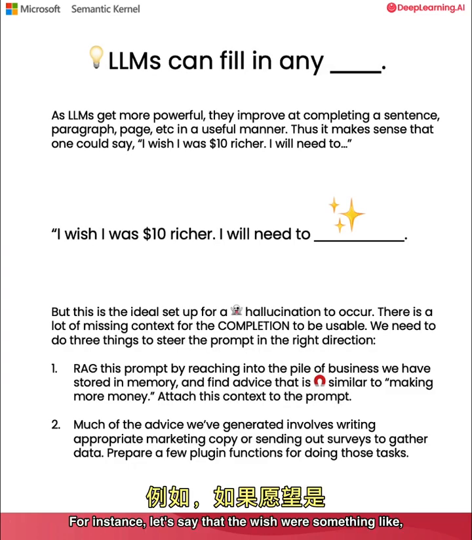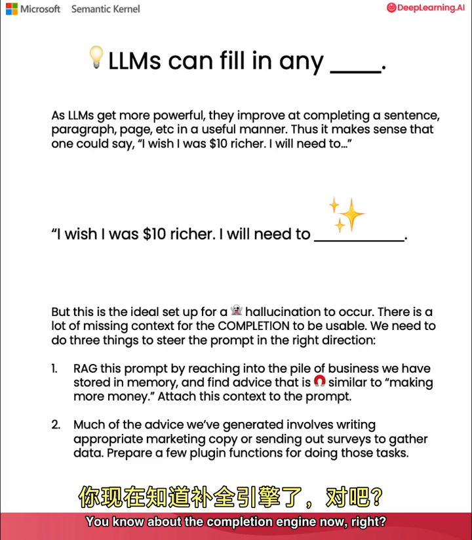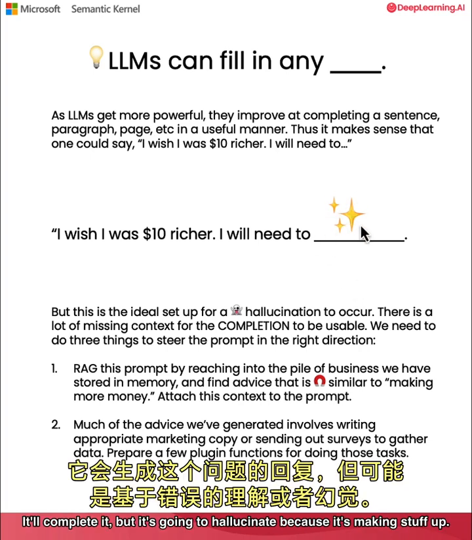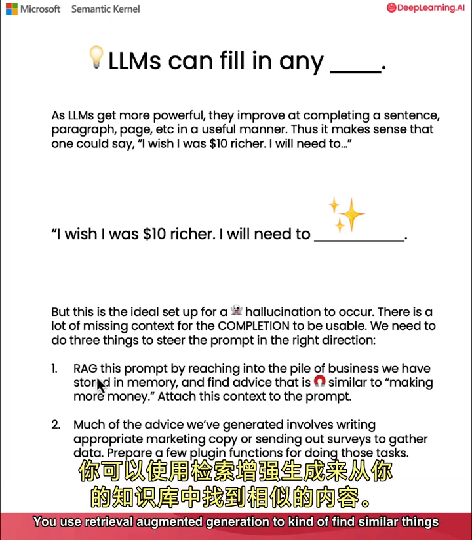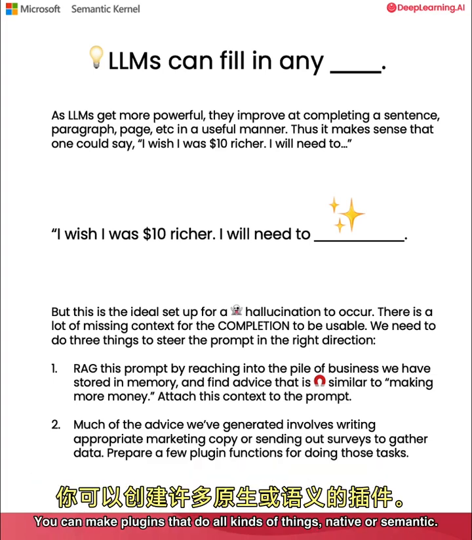For instance, let's say that the wish were something like, I wish I was $10 richer. I will need to blank. You know about the completion engine now, right? It'll complete it, but it's going to hallucinate because it's making stuff up. What do you do? You use retrieval augmented generation to find similar things from your knowledge base. And then you might have different things that plugins could do, like write marketing copy or send an email. You can make plugins that do all kinds of things, native or semantic.